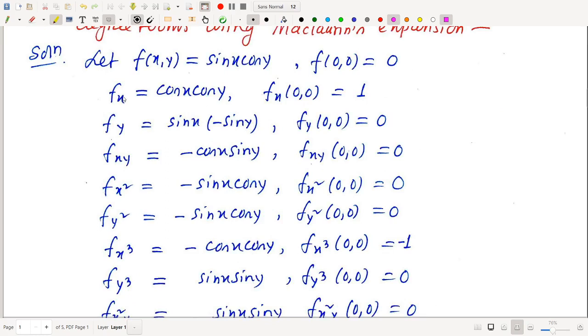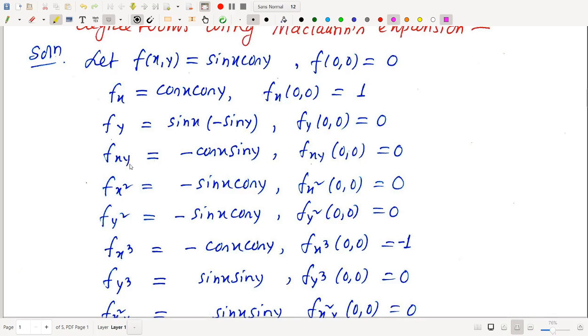Then f suffix x means del f by del x, the partial derivative of f with respect to x, keeping y constant. So sin x's derivative is cos x, cos y will remain as it is, and at the origin, when x is 0 and y is 0, cos 0 is 1, so we have got 1. Then f suffix y means the partial derivative of sin x cos y with respect to y. This time x is constant, so cos y's derivative is minus sin y. And when x and y are both 0, sin 0 is 0, so f_y(0, 0) is 0.